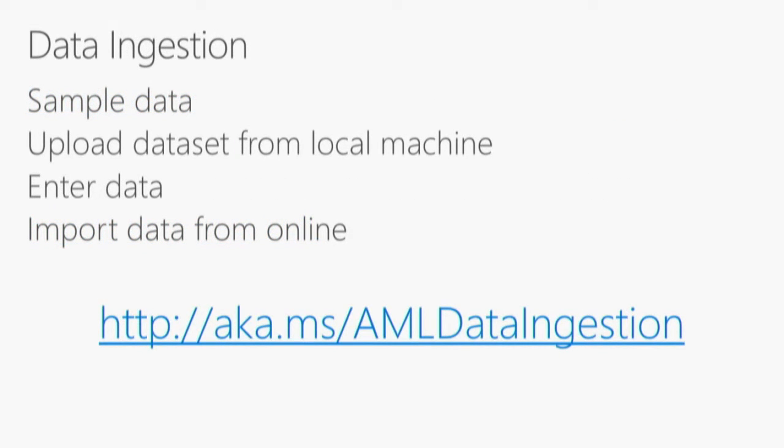All right, so now let's talk about the last thing, and then we're going to jump to the demo, and that is data ingestion. So there's actually 4 different ways to get data into Azure Machine Learning. The first one is you can use sample data that we've provided for you. The second one is there's a way to upload a data set from your local machine. So if you have some Excel data or something that you want to send up, you can do that. Third is you can manually type in data yourself. Don't recommend that one in general. And then finally, you can suck data from somewhere else online into Azure.